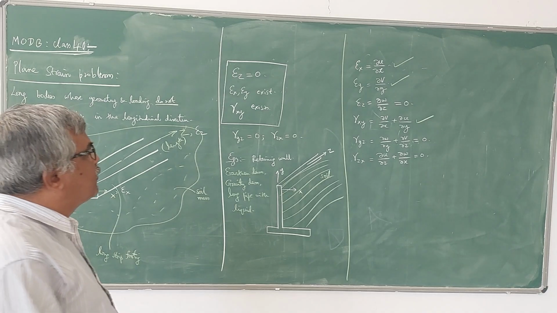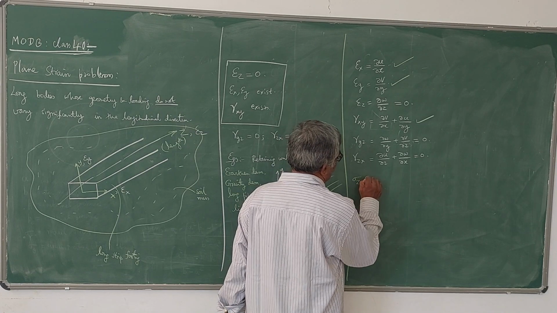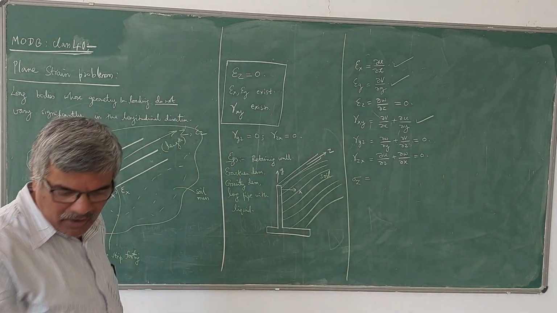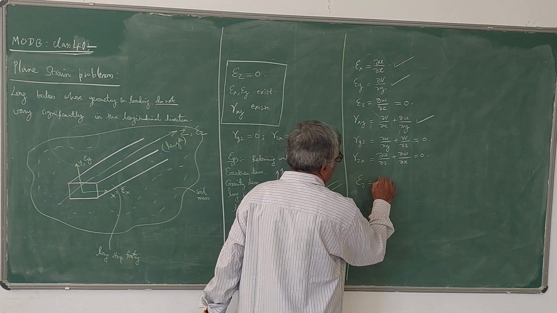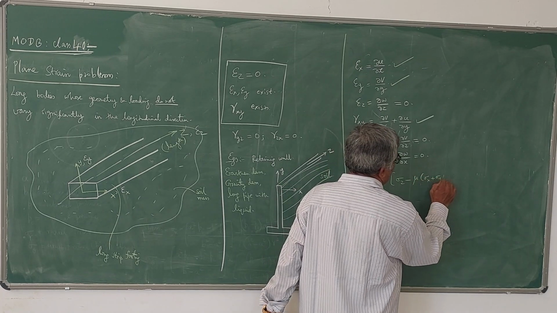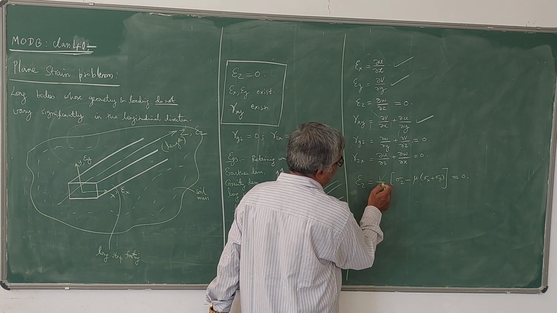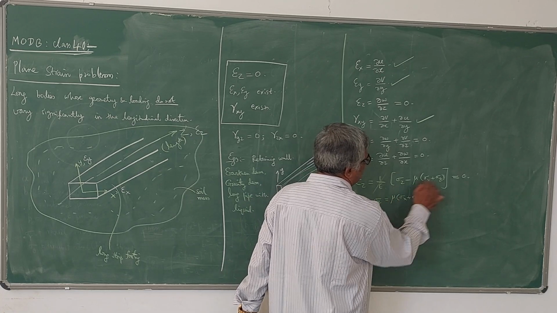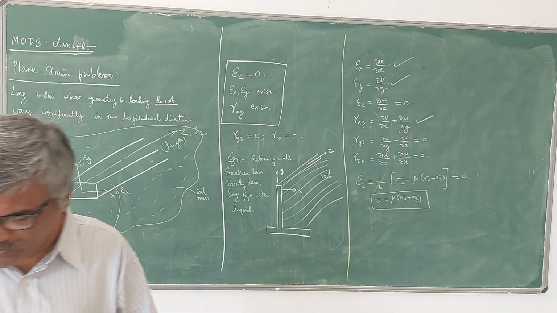So now, if you write the expression for sigma z, or I can write epsilon z, you know that from the generalized Hooke's law, epsilon z is written as 1 by E into sigma z minus mu times sigma x plus sigma y. So since this is 0, and this cannot be 0, therefore sigma z is equal to mu into sigma x plus sigma y. If you equate this to 0, you are going to get this. So this is another relationship which is used for plane strain problem.